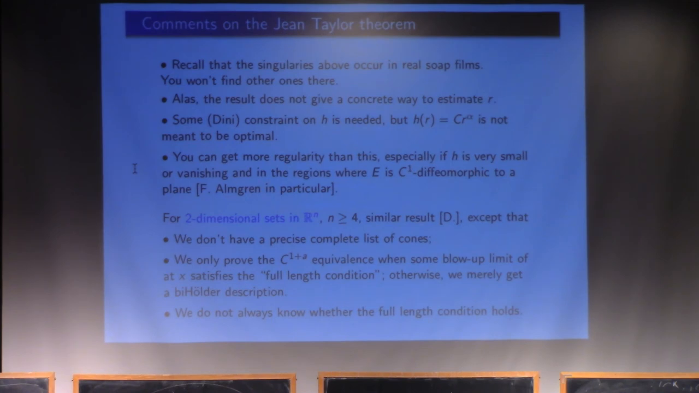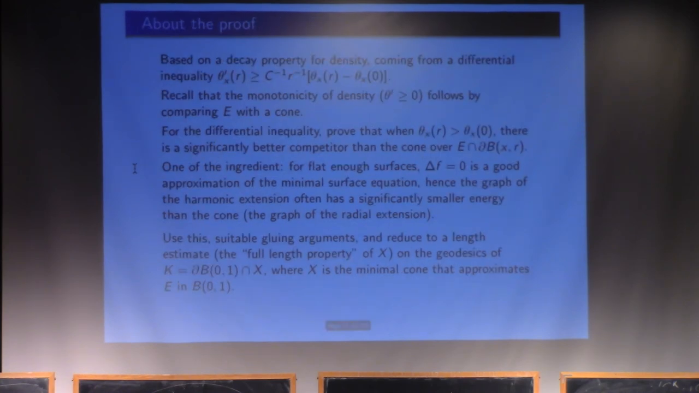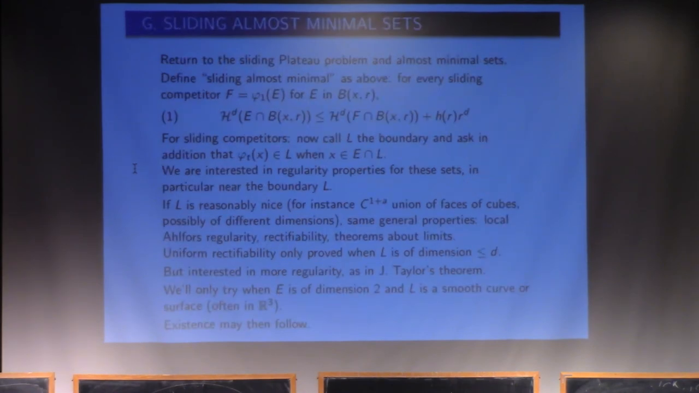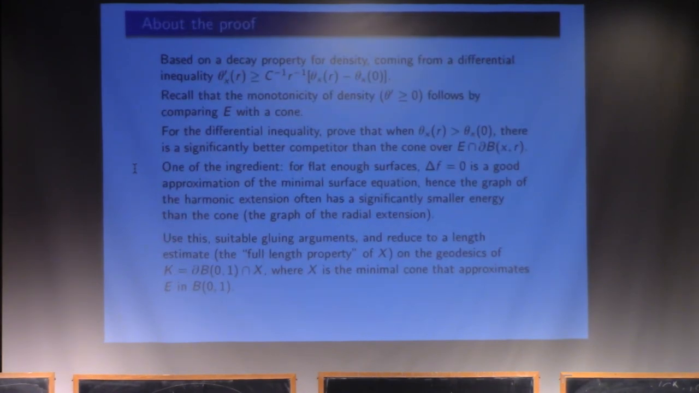And second, for some of those cones that we don't know, it could be that they don't satisfy a property which I call full length, which is a technical property. And if they don't satisfy this, then I don't have a C1 plus alpha result, I just have a Hölder result. A Hölder coming from Reifenberg, as you might have imagined, okay? But otherwise, the situation can extend a little bit. And let me just say why it makes sense to stop here.